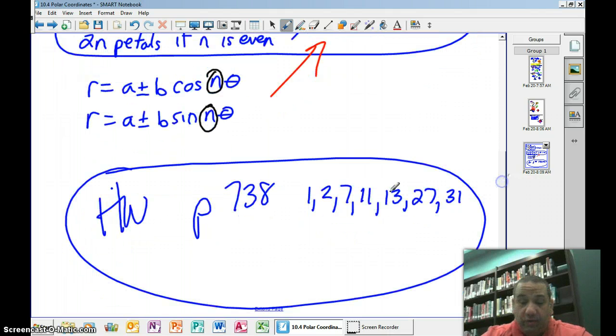This is what I want you to try for homework, right here. I'm going to give you a homework check. It's 1, 2, 7, 11, 13, 27, and 31 on page 738. Some of it is graphing. We'll do more of the graphing in class, but a lot of this is changing from rectangular to polar, polar to rectangular. Just get you familiar and remembering that.